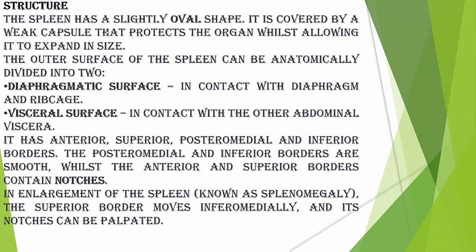The structure of the spleen is that it is oval shaped, covered by a weak capsule that protects the organ, allowing it to expand in size.